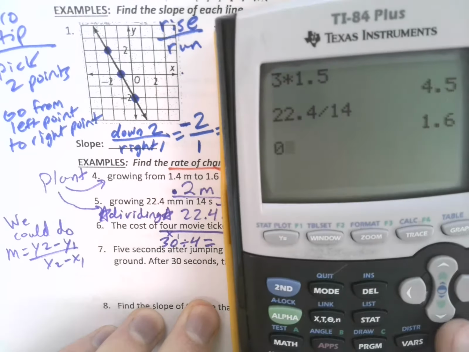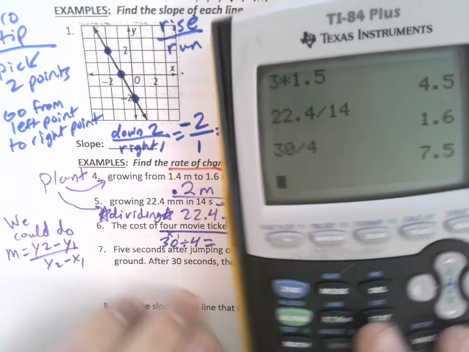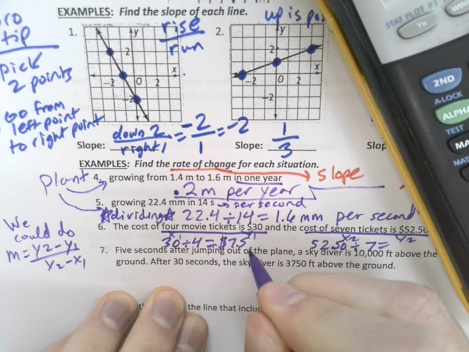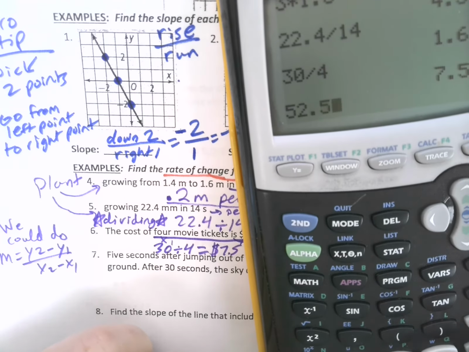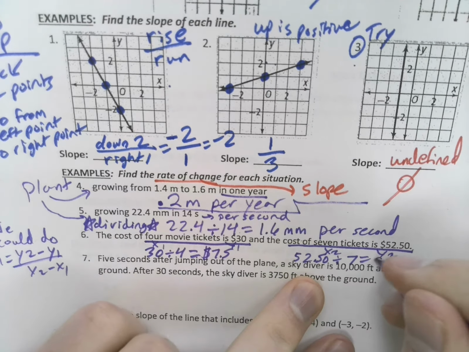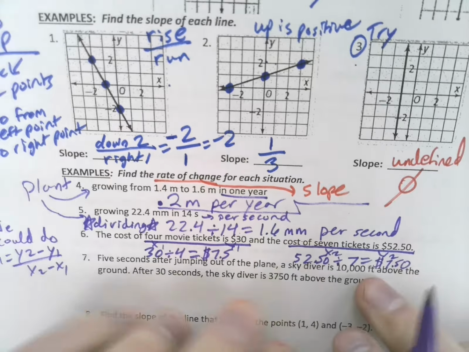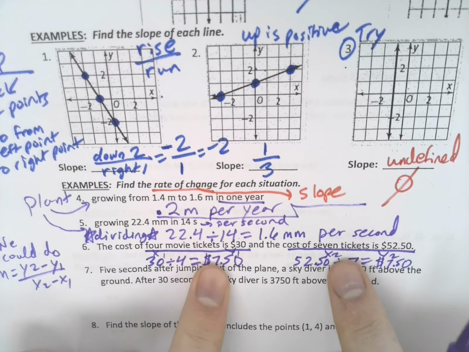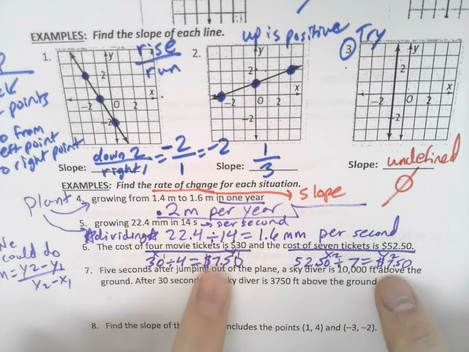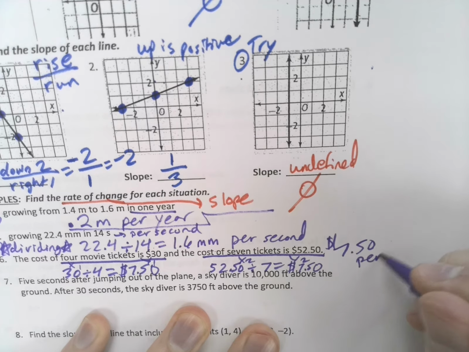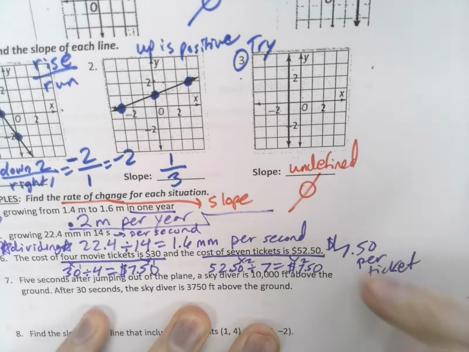So 30 divided by 4. Okay. I got 7.5, so $7.50 per ticket. And then over here, 52.50 divided by 7. Hey, it's the same. Remember, guys, we said slope is constant. So no matter where we're looking at, no matter how many tickets we buy, they always cost the same. So $7.50 per ticket. Nice.